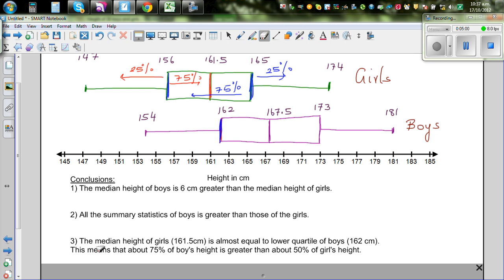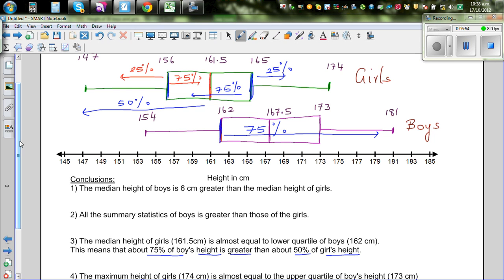The third thing I say is that the median height of girls, which is 161.5, is almost equal to the lower quartile of boys, which is 162. What does that mean? This is the main statement. It means that about 75% of the boys' data is greater than the 50% of the girls' data, since the median divides the girls' data in half. So 75% of the boys' height is greater than about 50% of the girls' height, roughly. This is the second conclusion.